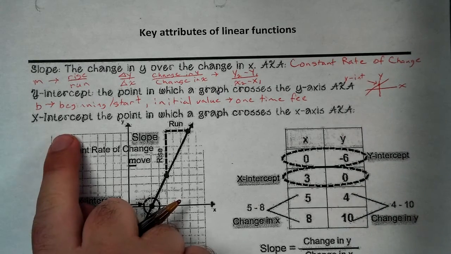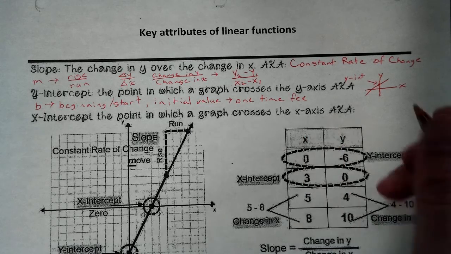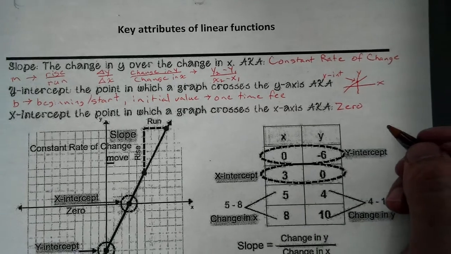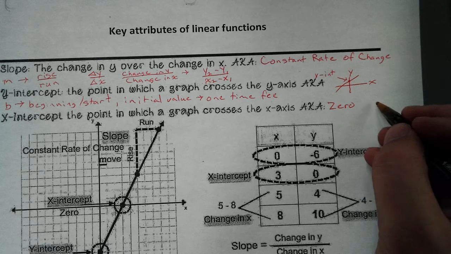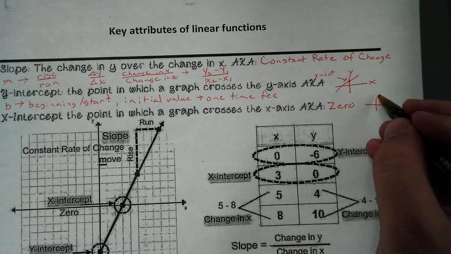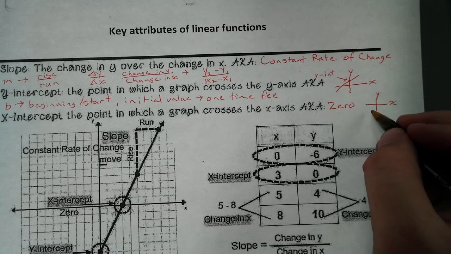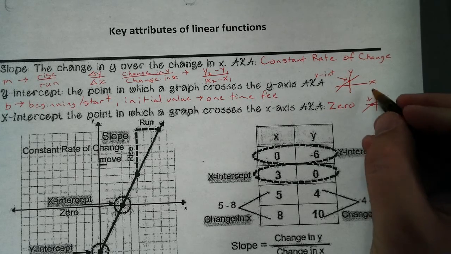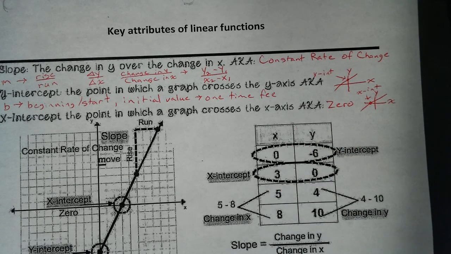Now, our x-intercept is the point which crosses the x-axis, also known as the zero. So if this was our y and our x, the x-intercept is going to be this point. It's wherever it crosses the x-axis. And just a term you need to know, this is also called the zero.